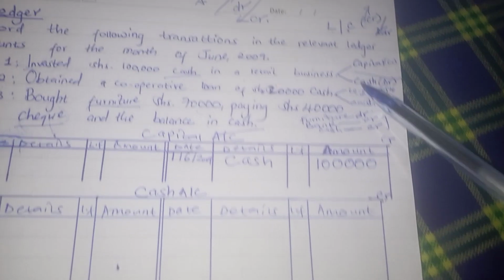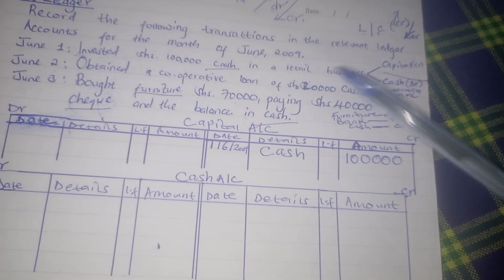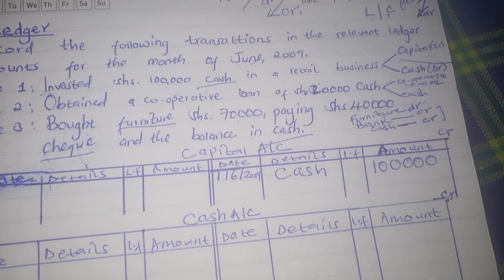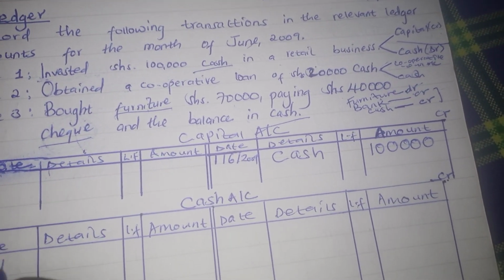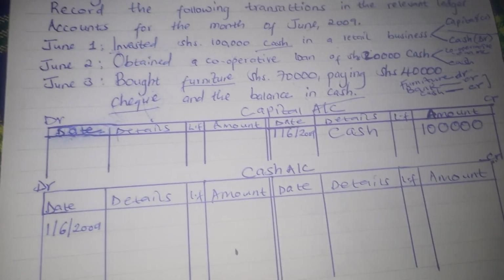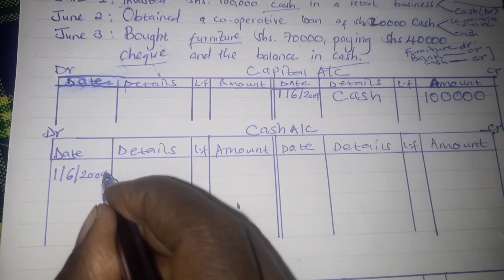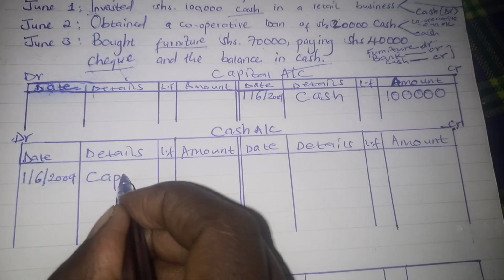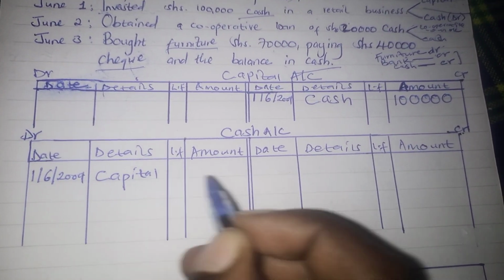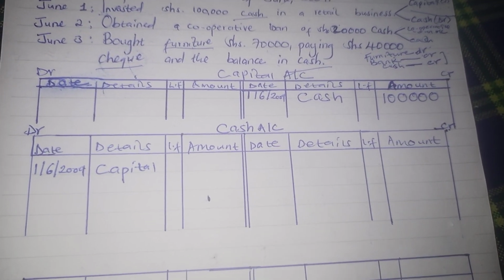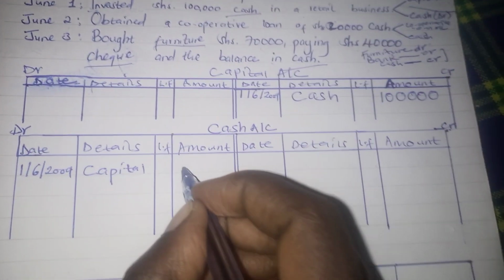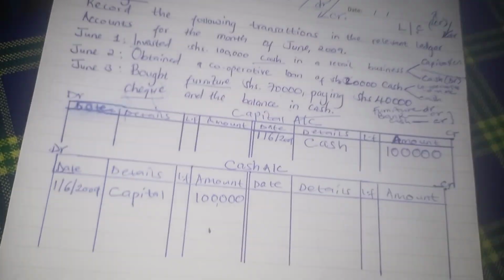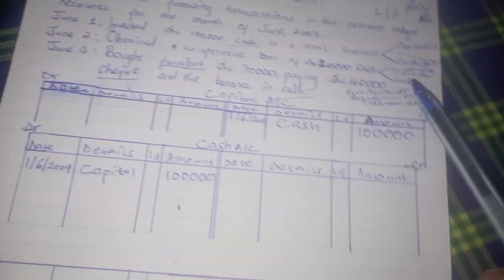We agreed that we are going to debit cash. Yes, there is an increase in cash. Money has been invested in this business. So on the same date, 1/6/2009, money has been invested in the form of capital. Remember, on the details column we write the other affected account, and the amount was 100,000. And that's it. We are through with the first transaction.